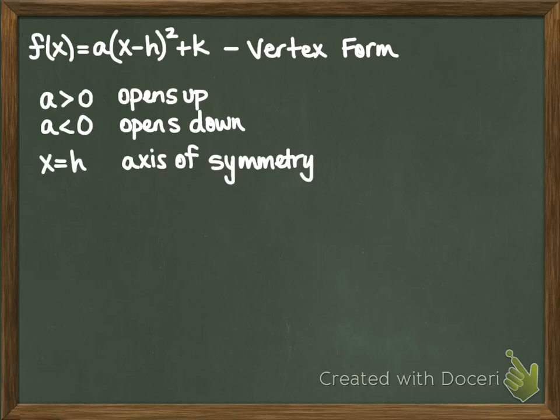X equals h is your axis of symmetry. So that h, when you pull it out of parentheses, is going to change sign. Notice in the parentheses it's a negative h, but when I pull it out to talk about the axis of symmetry, I make it a positive h. The vertex is always h comma k. Again, the same with the h, you change the sign when you pull it out of the parentheses, but the k is going to be the same sign that's in the equation.